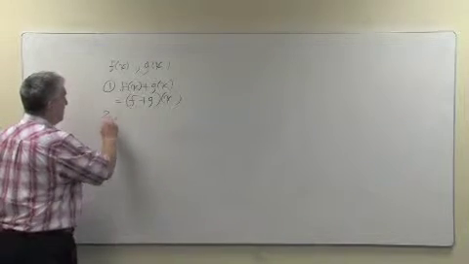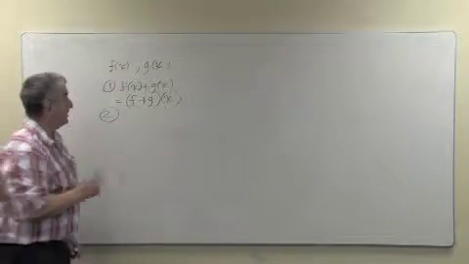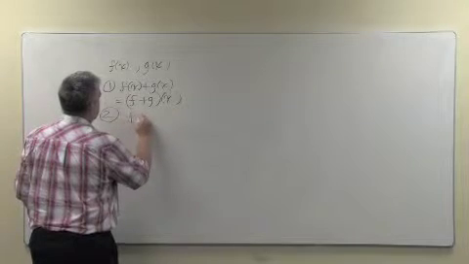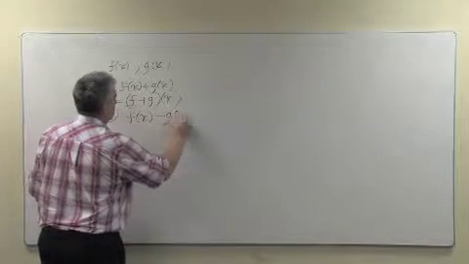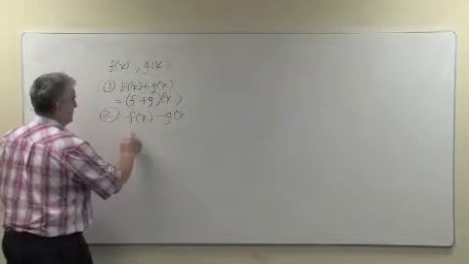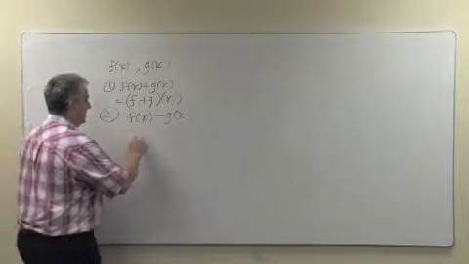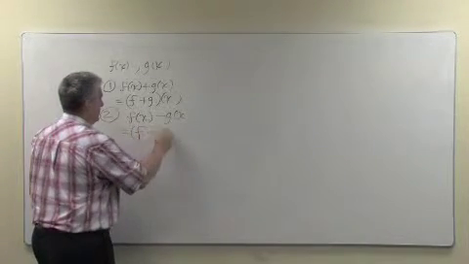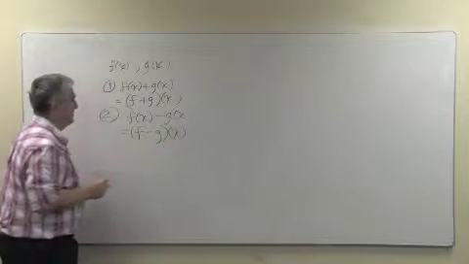Another way we can combine functions is to subtract them. So we can say f of x minus g of x. And symbolically, we have f minus g evaluated at x.